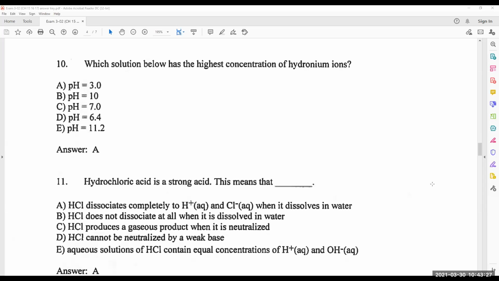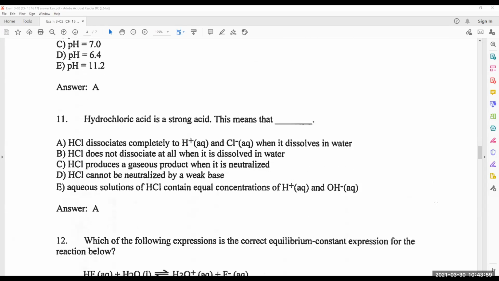Number 10, which solution has the highest concentration of hydronium ions? So hydronium ions is the same as hydrogen ions. And so basically it's asking which is the lowest pH. And so the lowest pH in these choices is 3.0. So that low pH is the most acidic, with the highest hydrogen or hydronium ion concentration.